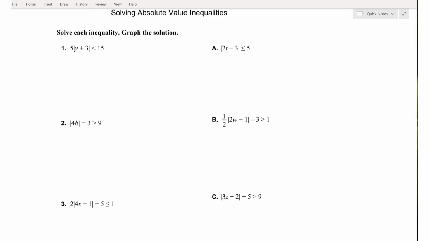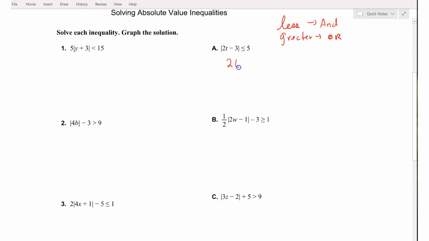Possibilities. And what you have to remember is you have two possibilities. You have less than, which means it's going to be and, or greater, which is going to be or. So those are the two possibilities. So in this one, it's less than or equal to.